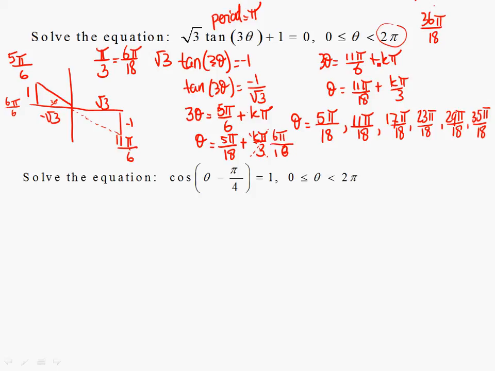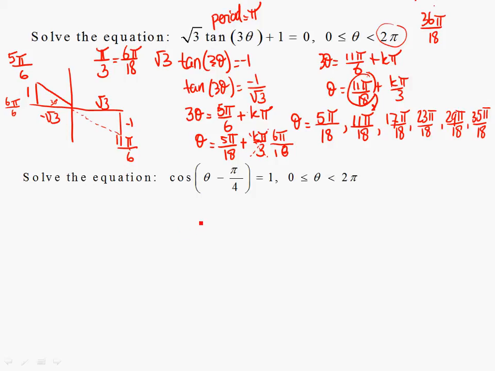Okay, now let's check here. Do I already have all these? Yeah, we sort of lucked out here. 11 pi over 18 is one of the numbers here. So if you keep adding 6 pi over 18s to it, you end up with all of them already. Okay? You guys okay with that?